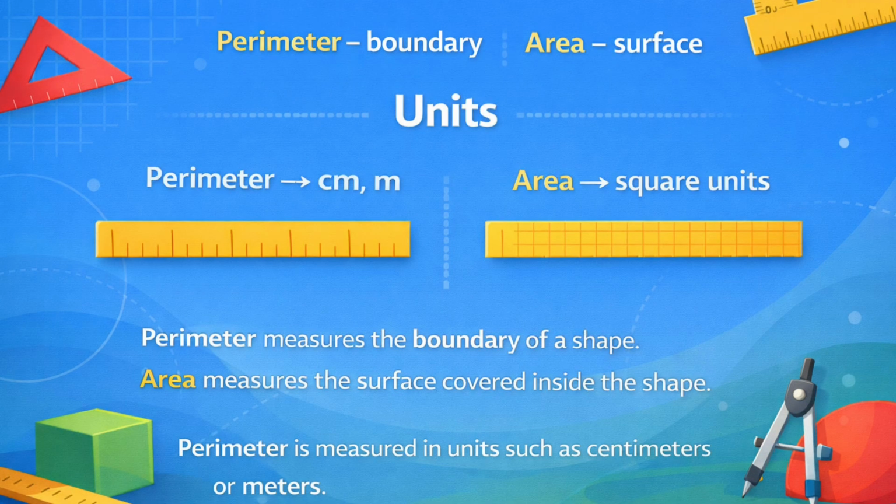Perimeter measures the boundary of a shape. Area measures the surface covered inside the shape. Perimeter is measured in units such as centimeters or meters. Area is measured in square units such as square centimeters or square meters.